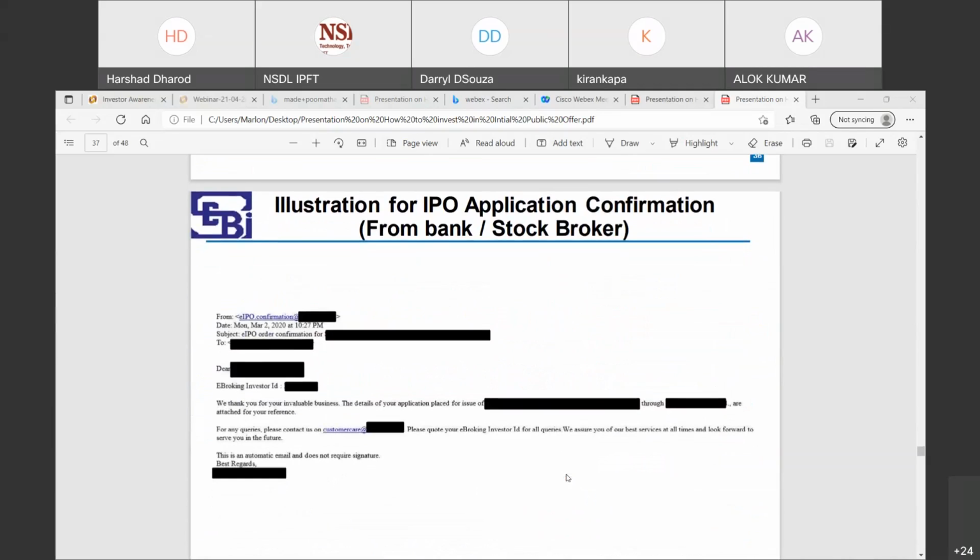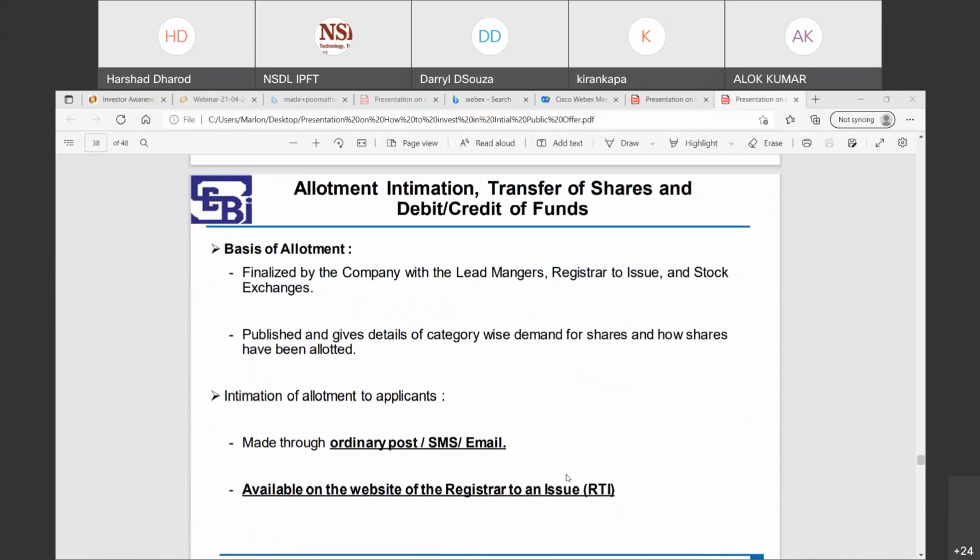So this is through the stockbroker or a confirmation. Yeah, you can just scroll down. Now this is the crucial part: allotment, intimation, transfer of funds, debit and credit of funds. The basis of allotment is finalized by the company, the lead manager, the registrar to the issue and the stock exchanges. Here basically any one stock exchange has to act as the designated stock exchange, so either we or BSE will act as the designated stock exchange.